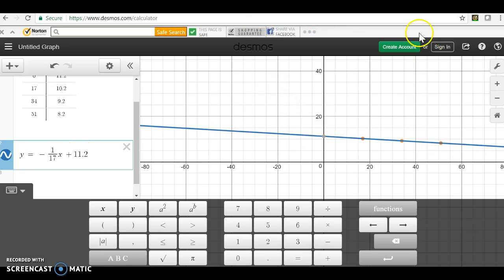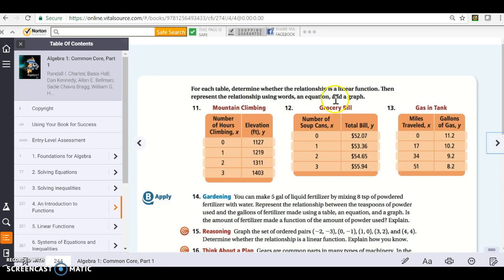My graph is correct. What else did they ask me to do? And we spoke it out in words. So it looks like as the miles increase, the amount of gallons that I have in my tank decreases, which makes sense. So I hope that this helps.